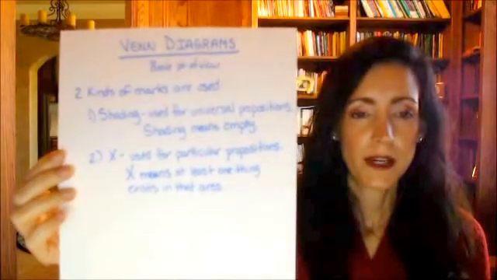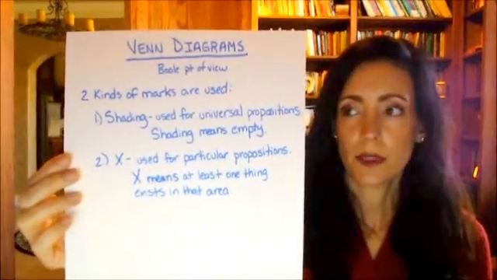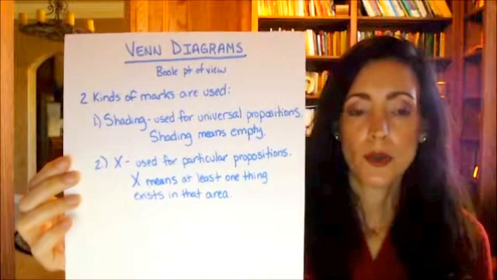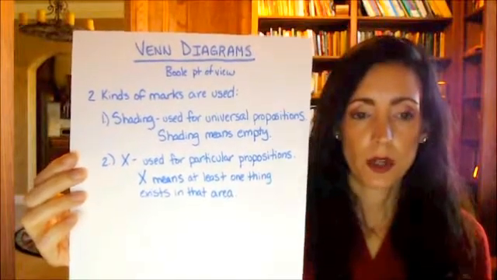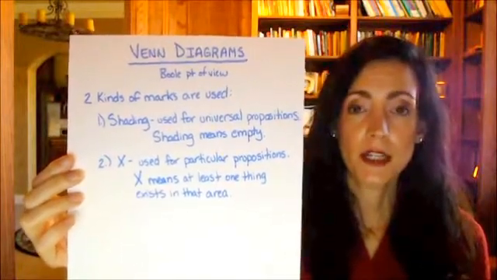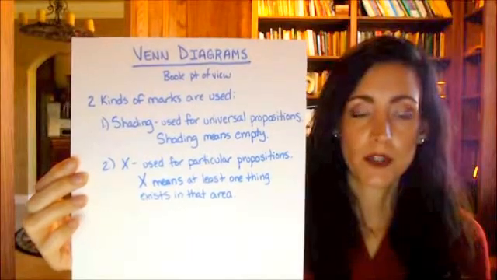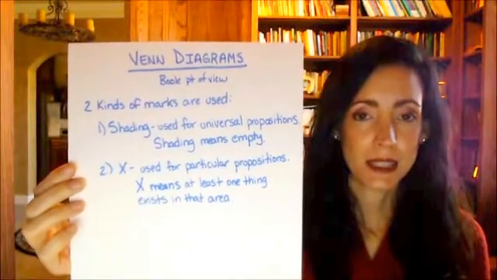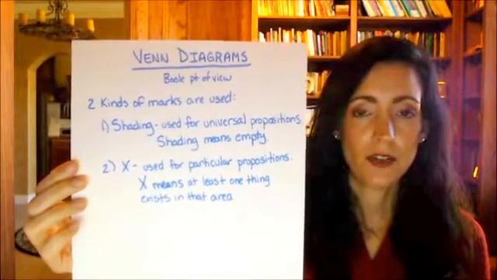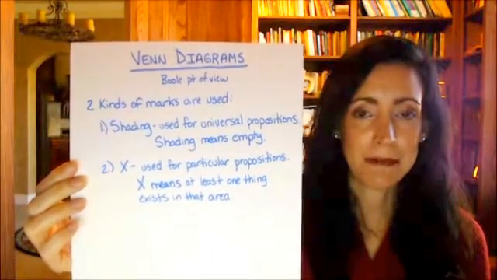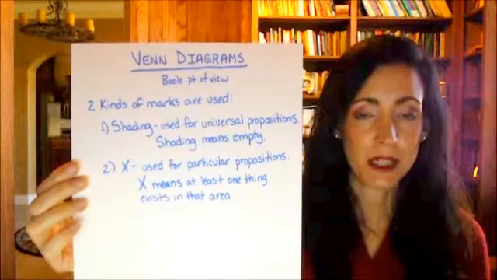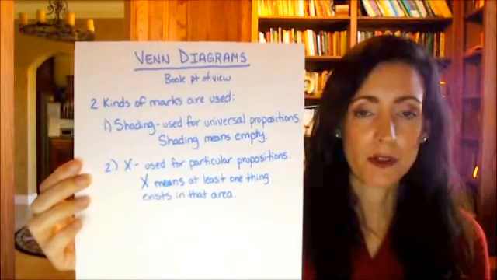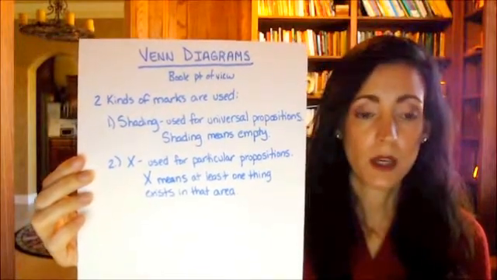Now, with Venn diagrams, and again this is from the Boolean point of view, there are two kinds of marks used. You have shading. Shading is used for universal propositions, and shading means that an area is empty. Okay? Shading is used for universal propositions, and it means that an area is empty or it doesn't have any members in that portion. Okay?